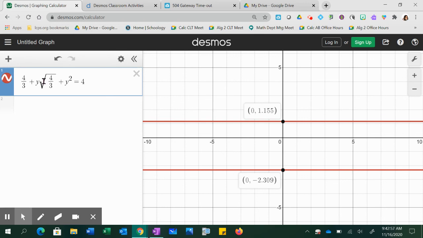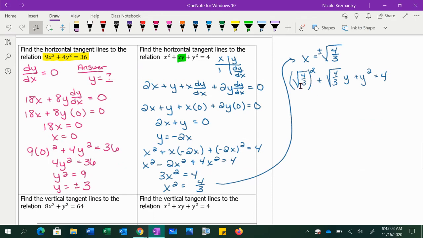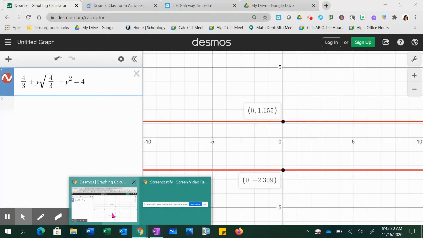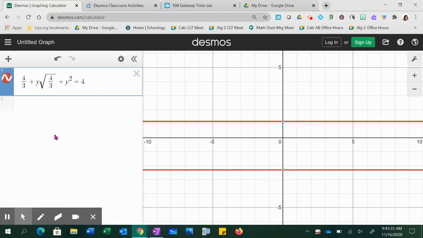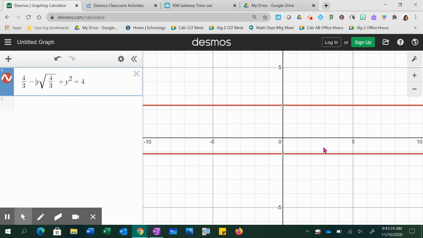Now we can do the same thing with the negative. The 4/3 isn't going to change because we squared the square root of 4/3. So if I put a negative square root of 4/3 into that, negative square root of 4/3 squared is going to be the same. The only thing that's going to change is this middle term. So I'm going to go back here and make this middle term negative. And that gives me 2 more answers.